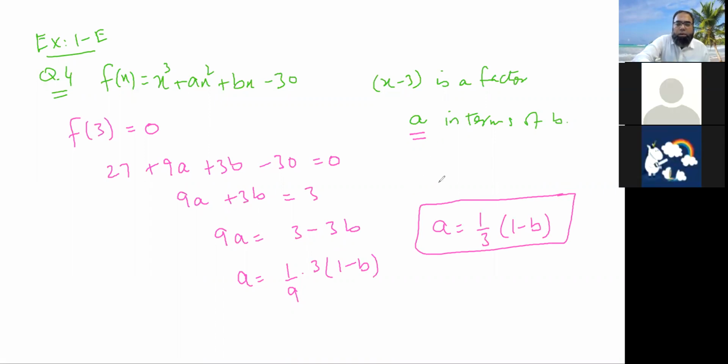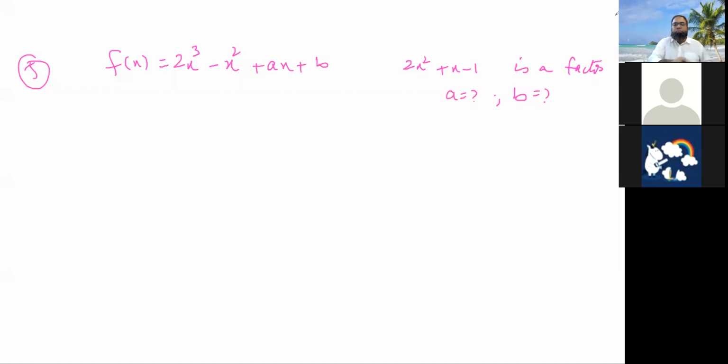Sir, can you explain question number 5 from exercise 1E as well? Question number 5. Okay, just give me a minute here. Okay. Now the question says, we have this polynomial 2x cubed minus x squared plus ax plus b, and we're given that 2x squared plus x minus 1 is a factor. Now, having told you guys that remainder and factor theorem only work with linear expressions, we have this quadratic expression here. So how to do that?